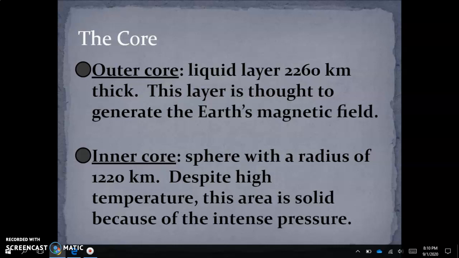The inner core is the sphere with a radius of about 1,220 kilometers, and despite the high temperature, this area is solid because of the intense pressure. So the whole reason we even have basically liquid rock in the layers of our Earth is because it's very hot. The inner temperature of the Earth is hot, but in the inner core, there's so much pressure. We know that because of this, the inner core has to be solid because the pressure of the Earth working on it causes it to solidify. So there's a solid ball at the center of the Earth with an outer liquid core.